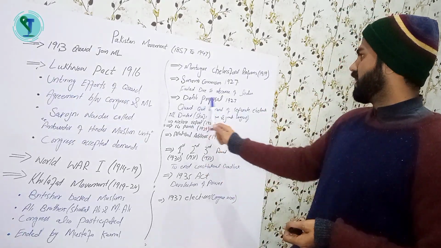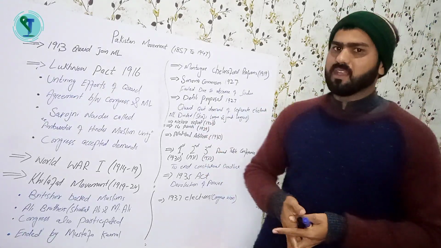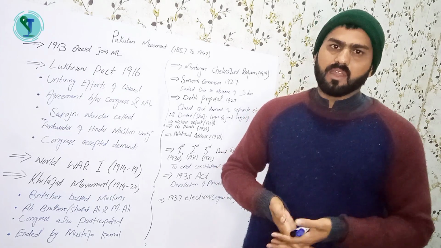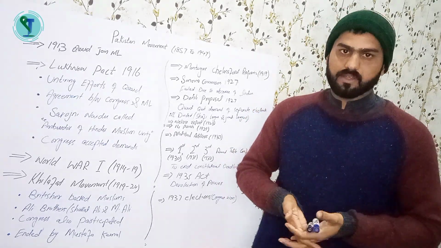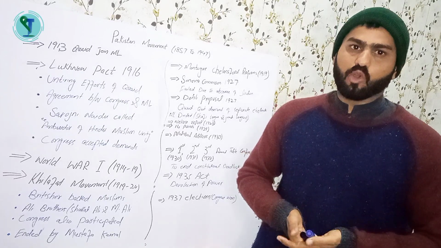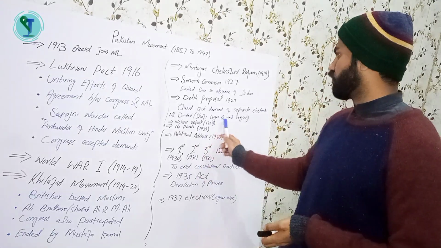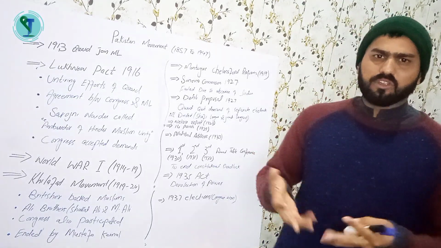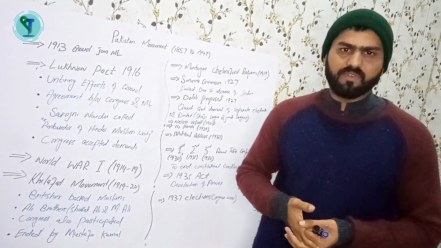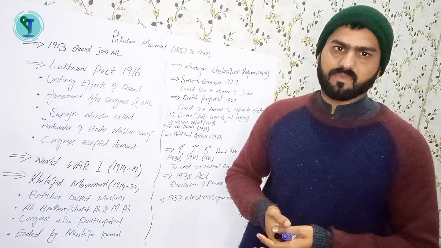Then in 1927, Quaid-e-Azam gave the Delhi Proposal. According to it, Quaid-e-Azam gave up the demand for a separate electorate. Due to this, the Muslims at that time divided into two parts, the Shafi League and the Jinnah League.